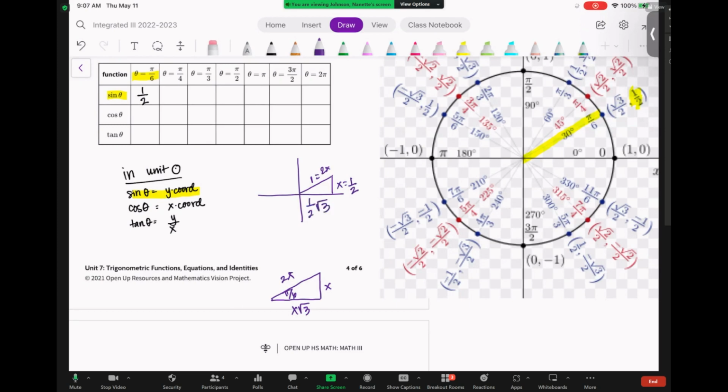The other way that you can do this, which is the way I kind of prefer, let me erase this, is remembering that this is pi over 6, and then I know that my triangle is x, 2x, x root 3. Then to find sine, that's x over 2x, which is 1/2.